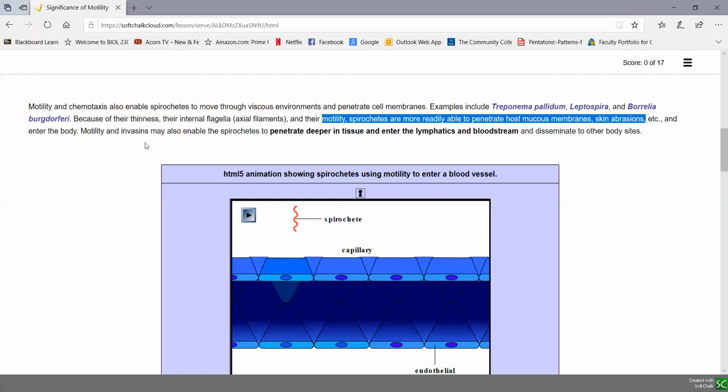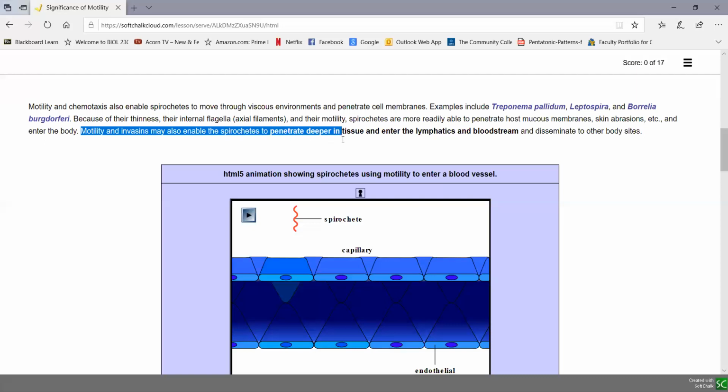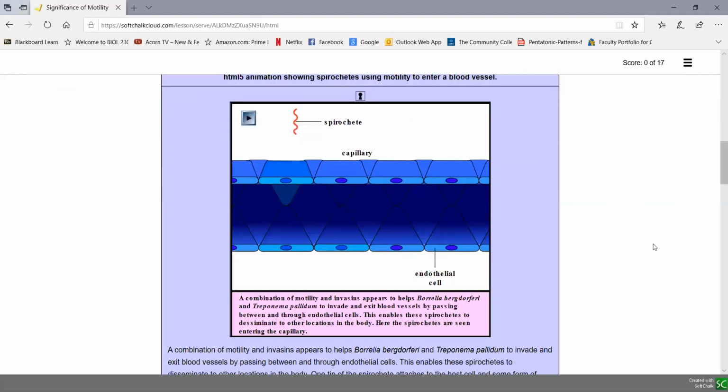But also what we see in a number of these spirochetes is that the disease comes in stages. And this is where motility and invasins and chemotaxis enable the spirochetes to penetrate not only deeper into the tissue from the initial entry site, but then they can actually enter the lymphatics and the bloodstream and disseminate to other sites in the body. And we see that in this animation here.